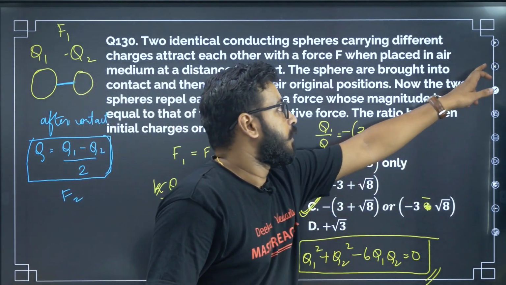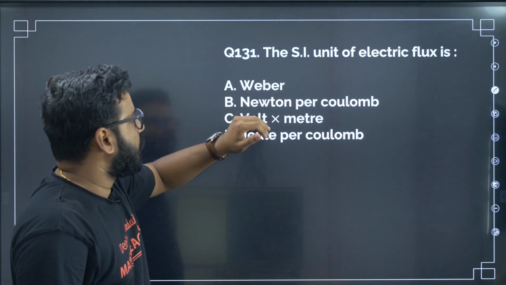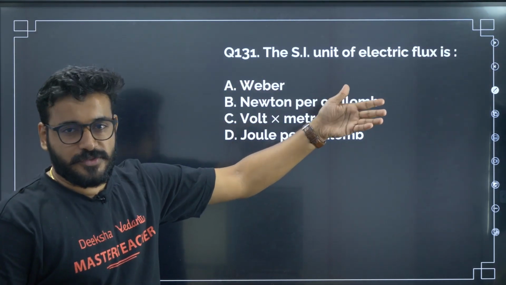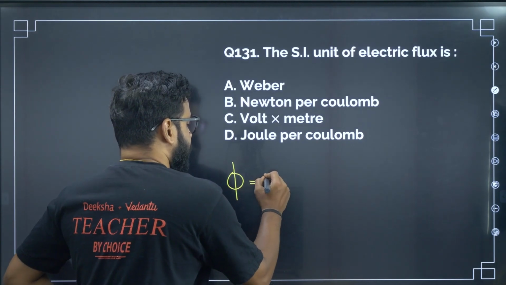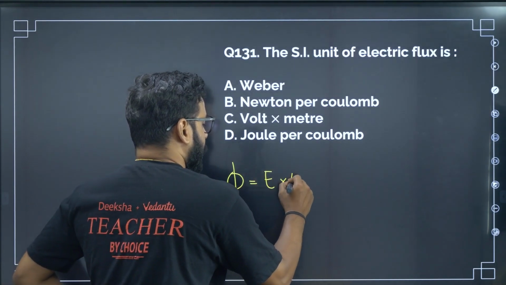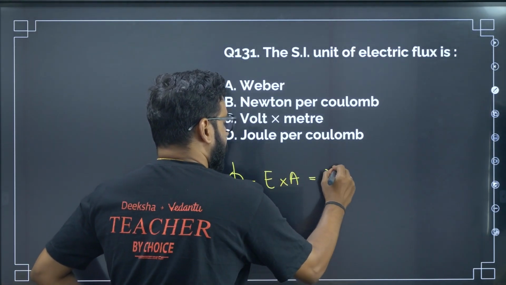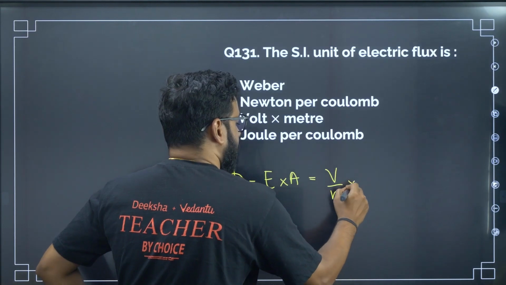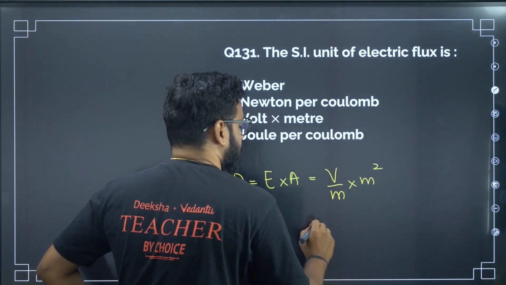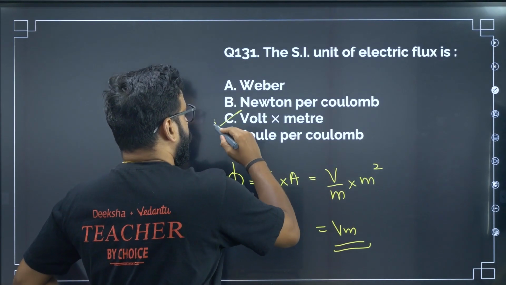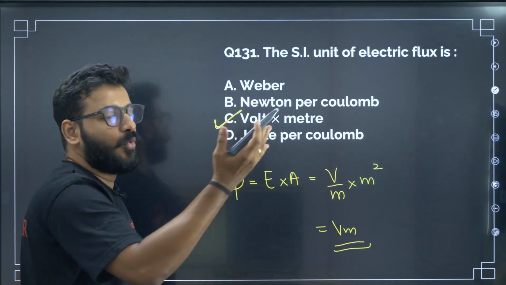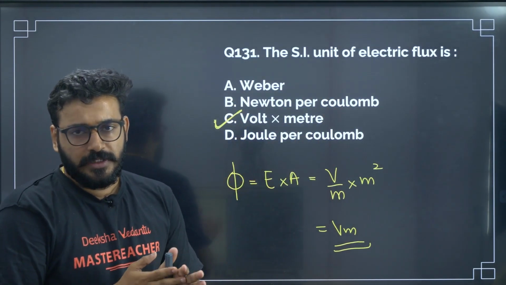All right, let's look at the next question. What is the SI unit of electric flux? All of you know the SI unit of electric flux. Flux is given as electric field into area. Electric field can be written as volt per meter, area is meter square, so we know it is volt meter. So the SI unit of electric flux is volt into meter. Very simple.